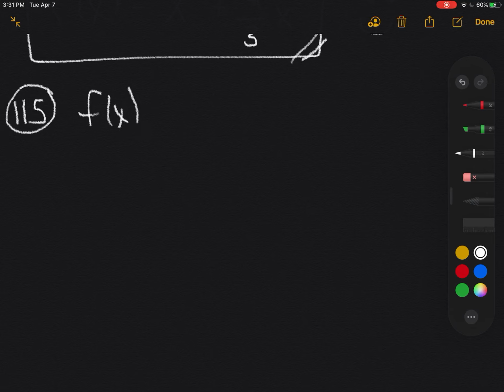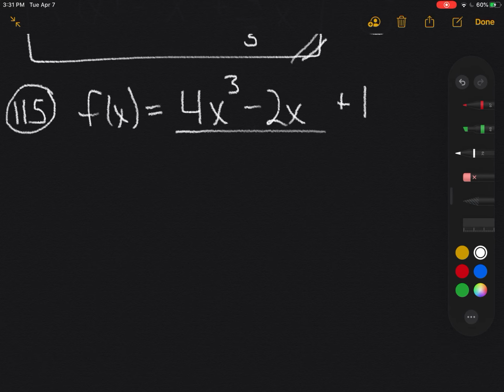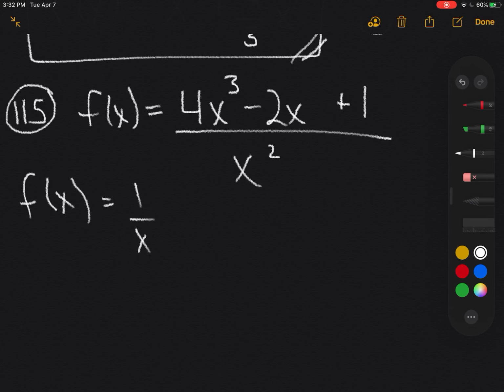All right. So let's take a look at 115. Let's say I have f of x equals 4x cubed minus 2x plus 1 divided by x squared. I could use the quotient rule here. I could, but you guys know how I feel about the quotient rule. So I'm going to use an algebra trick very similar to the one I just did.